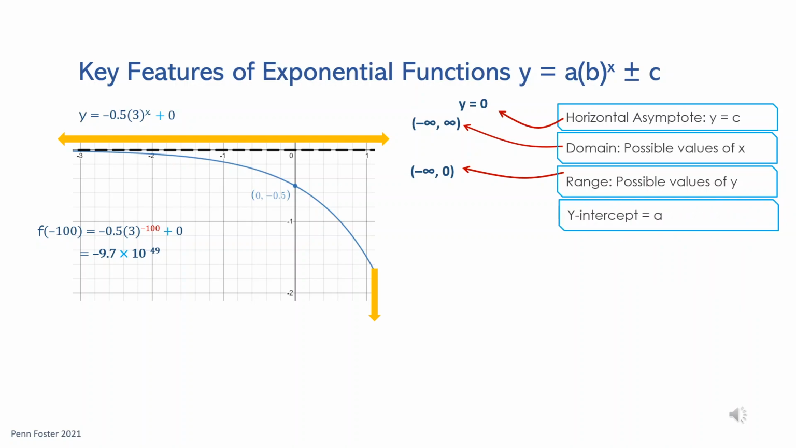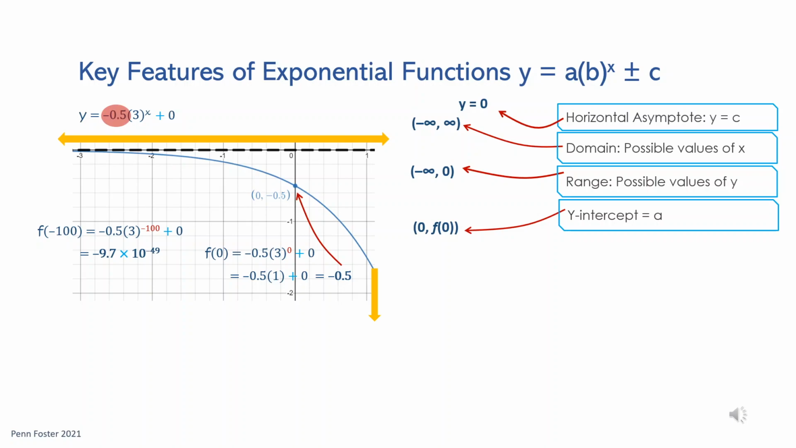The y-intercept of a function is the point where the function intersects the y-axis. The x-coordinate for this point is always 0. To calculate the y-coordinate of the point, simply plug in 0 for x and evaluate y. Remember, any number raised to the power 0 is 1. So here, 3 to the power 0 is 1, then 1 times -0.5 is -0.5. The y-intercept point is (0, -0.5). Alternatively, a in this parent function directly gives the y-intercept.